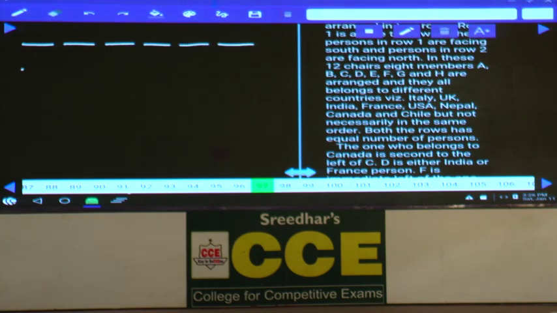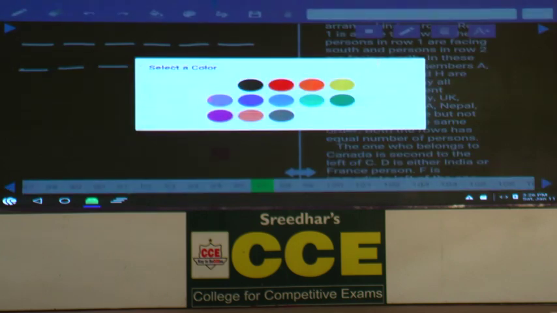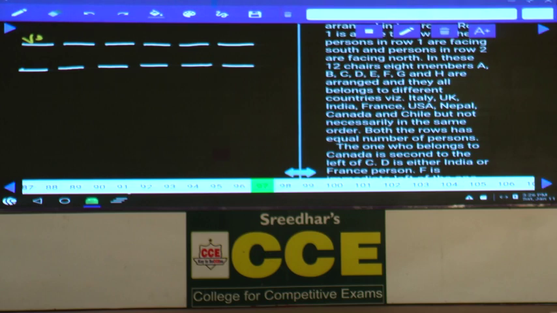Now in this one, six persons. Tell me what is the order we have? Now those two vacants were finalized, isn't it? Now vacants were finalized. At the same time, here also vacant is finalized. See, we have finalized this one. And Canada is also finalized, second to the left of this one. Canada is here. Then now here this must be F, and if it is F, where is UK?